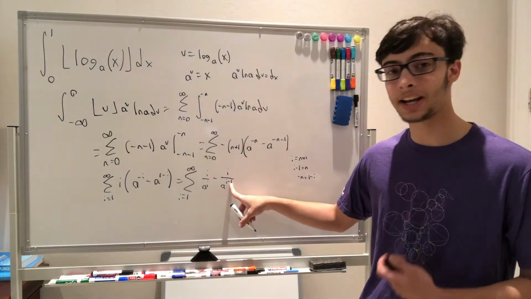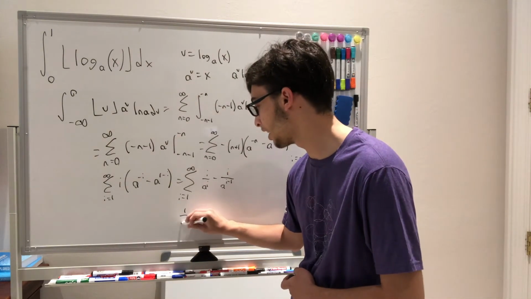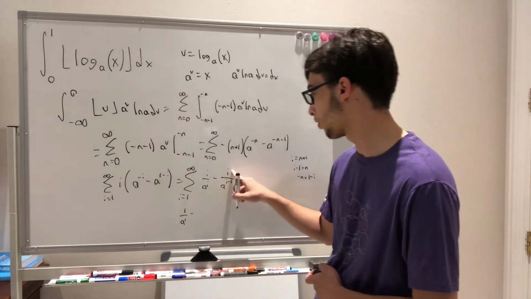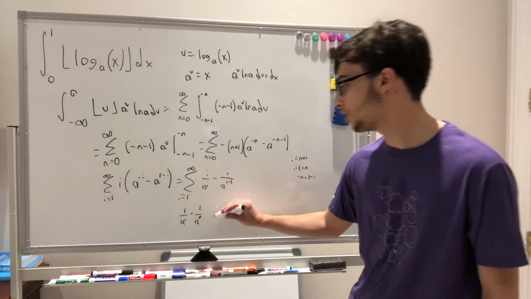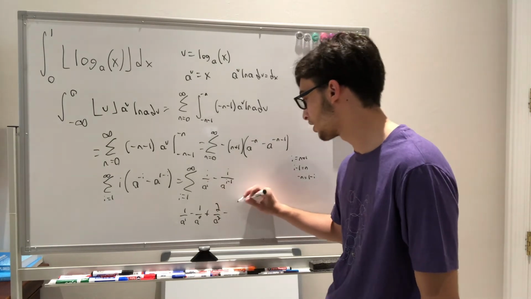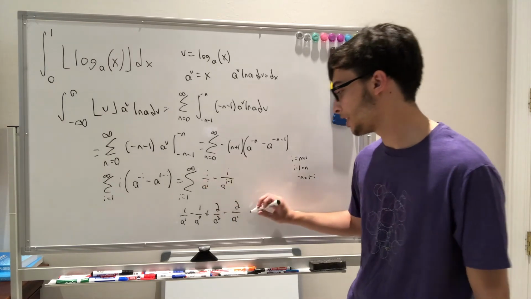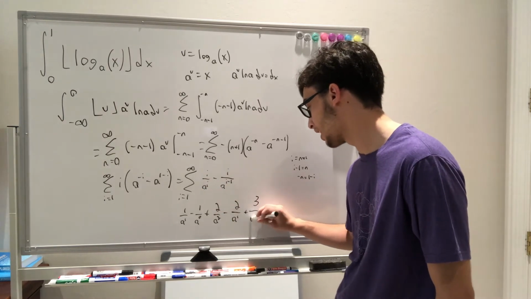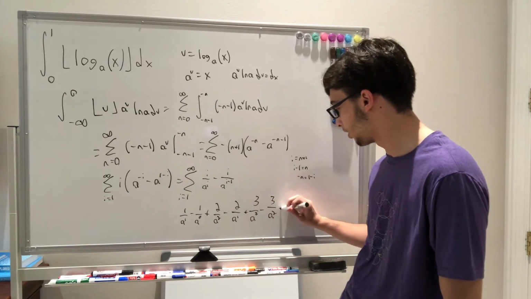So I'm going to start writing out the terms and see what happens. So we have, plugging in 1, 1 over a to the 1, minus, plugging in 1 over here, 1 over a to the 0. Okay, now plugging in 2, we have plus 2 over a squared, minus 2 over a to the first. And then plugging in 3, we have plus 3 over a cubed, minus 3 over a squared, and so on.